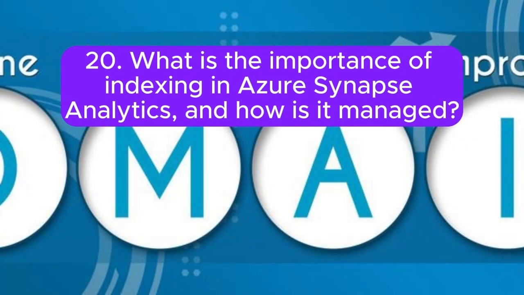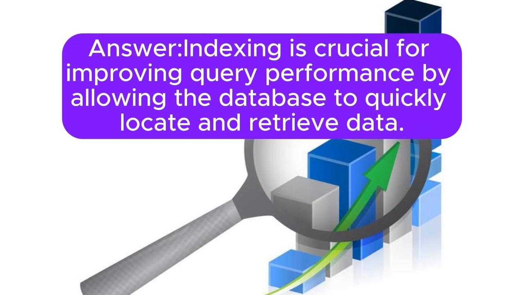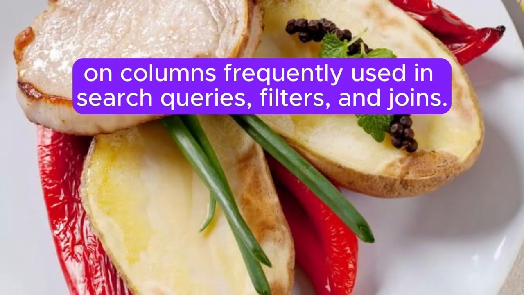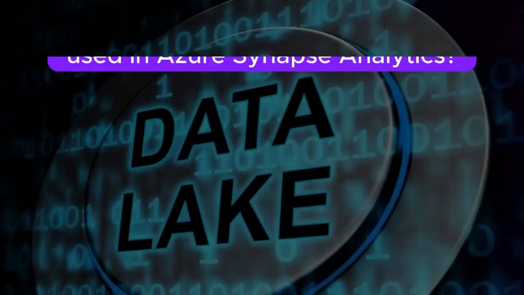20. What is the importance of indexing in Azure Synapse Analytics and how is it managed? Answer: Indexing is crucial for improving query performance by allowing the database to quickly locate and retrieve data. In Azure Synapse, indexing is managed through the creation of clustered and non-clustered indexes on columns frequently used in search queries, filters, and joins.